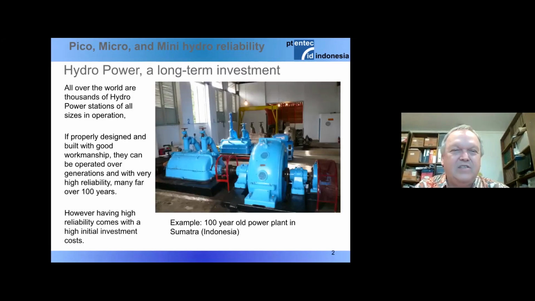Everybody is aware that hydropower is a long-term investment and long-term technology. All over the world, there are 100,000 sites running, many of them for over 100 years. But having such reliability, it also has some initial investment costs. So I want to show one example in Indonesia. It's a 100-year-old power plant, which is running in Sumatra.